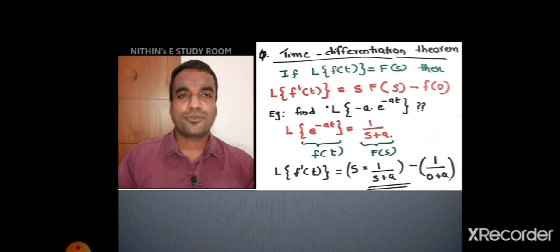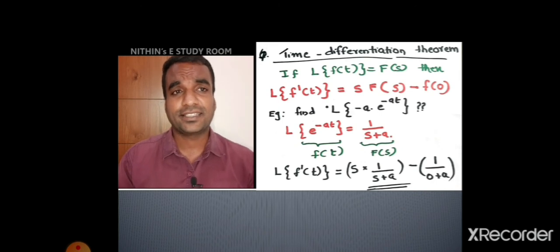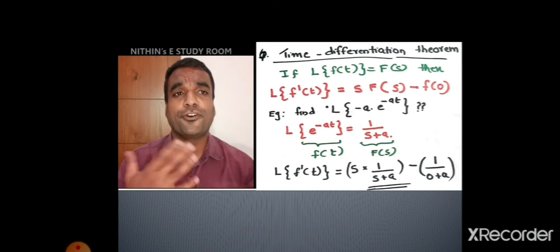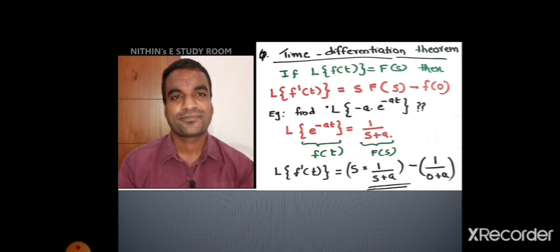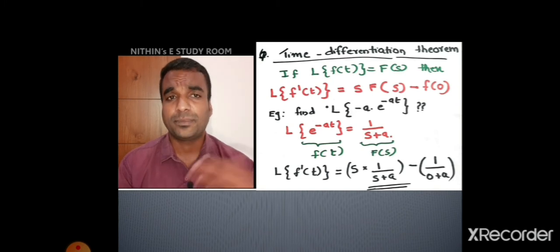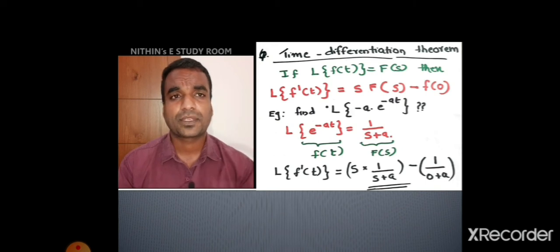is nothing but s into F of s minus f of 0. So this is very useful. Actually, L of f double dash t, f triple dash t, double differential, all these things we can do. But here we are finding f dash t.